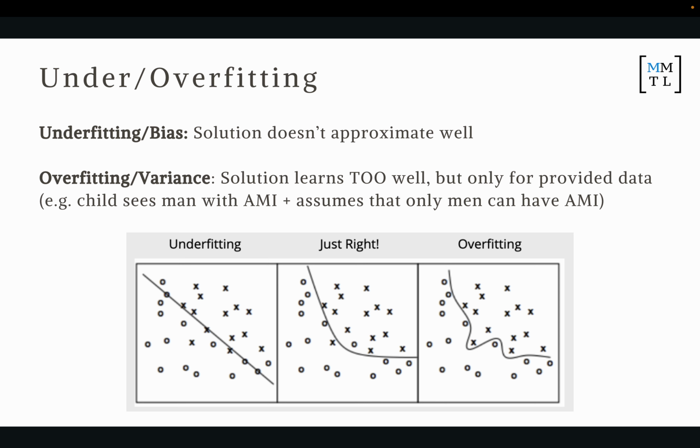Actually, most teams spend a lot of time trying to fix overfitting because a lot of risk comes from it. Conceptually, it means a child or a young medical student sees a man with an AMI and assumes that only men can have an AMI. So it's that concept, right? It overlearns from the data you provided. Okay, so it learns too many rules.